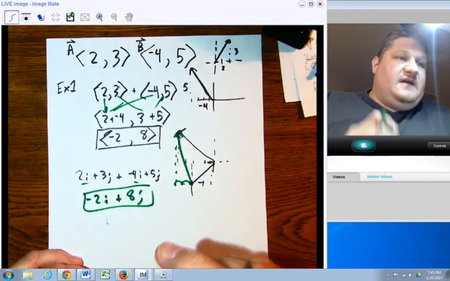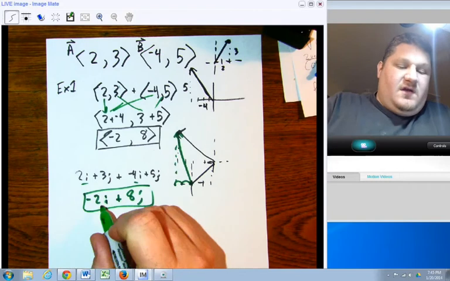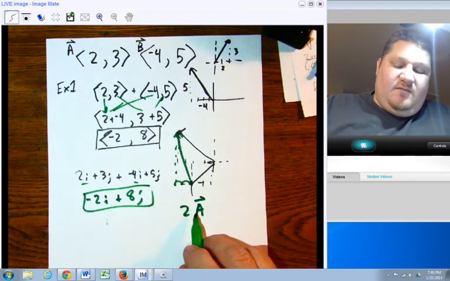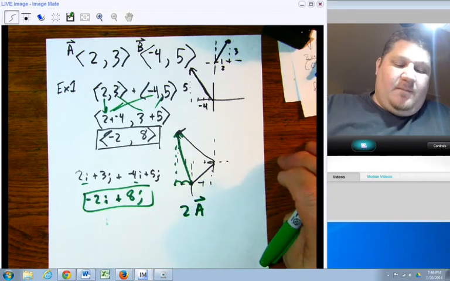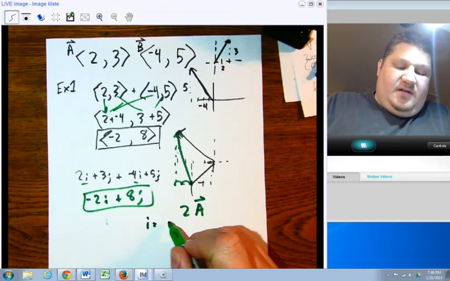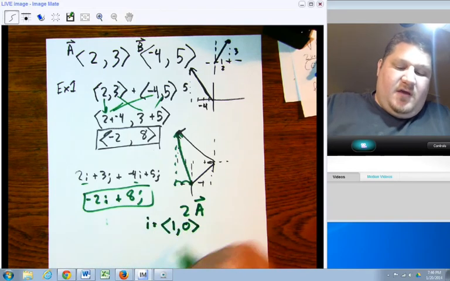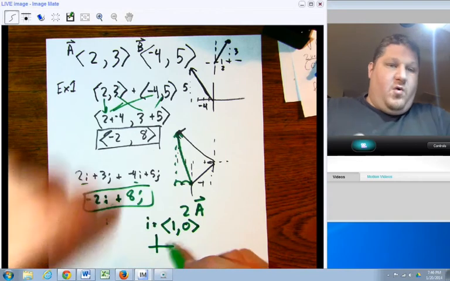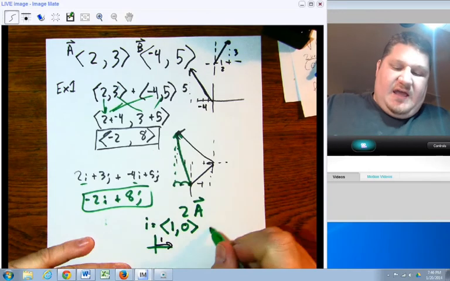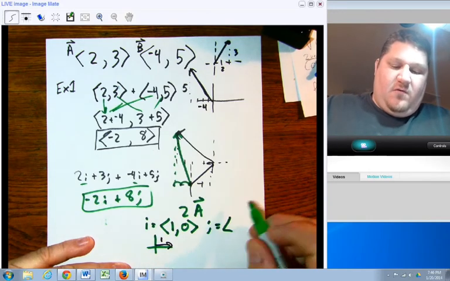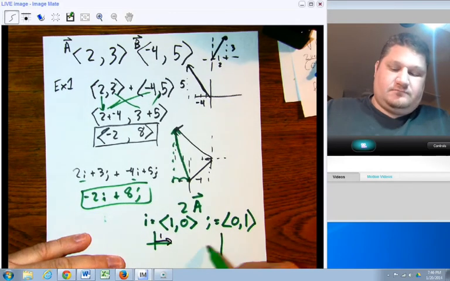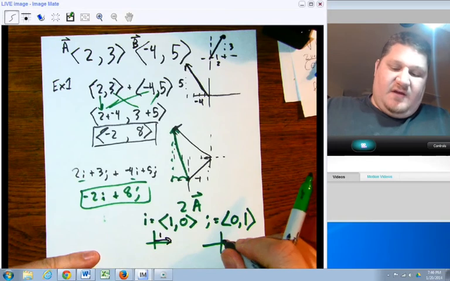Now, let me take a second and talk about unit vectors. Remember, if I had 2 times any vector, it was simply the same vector, but twice as long. In the same case here, i always stands for the vector 1 comma 0. So it's a vector that moves 1 unit in the x direction. j is always standing for the vector 0 comma 1, which means it has 1 unit moving in the y direction at all times.